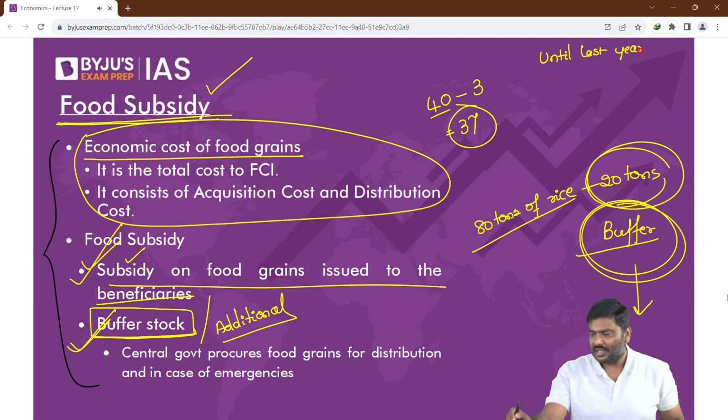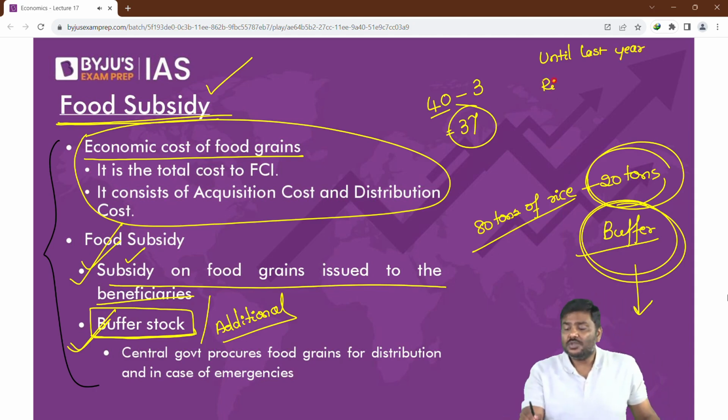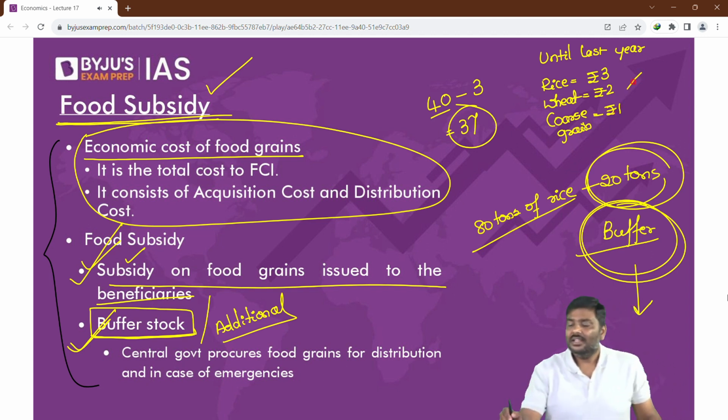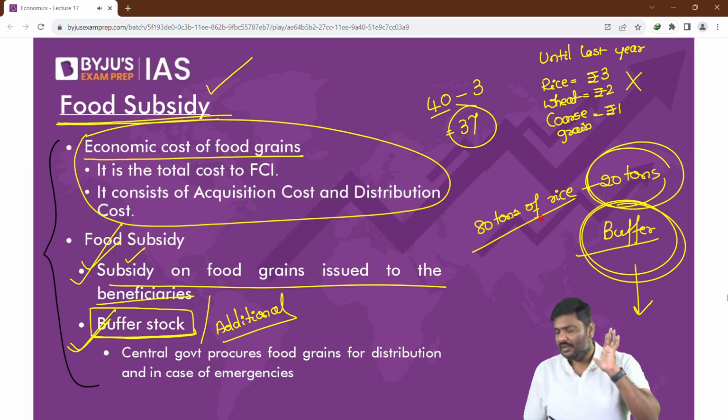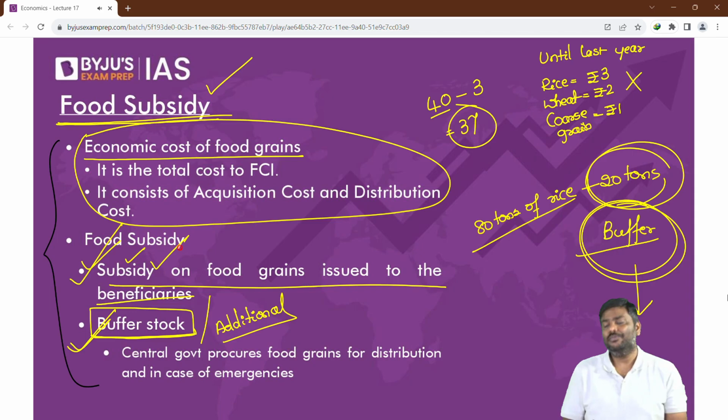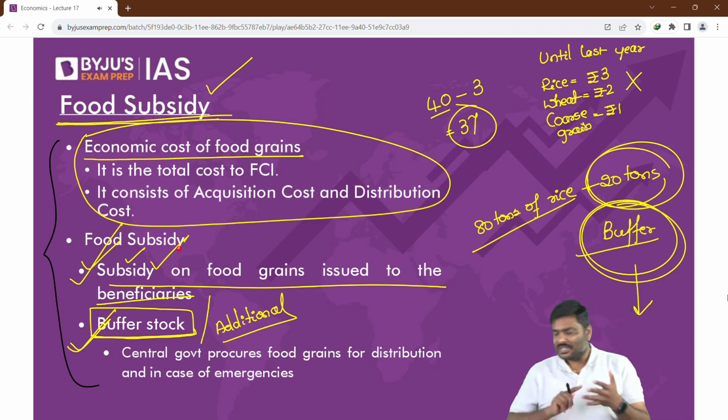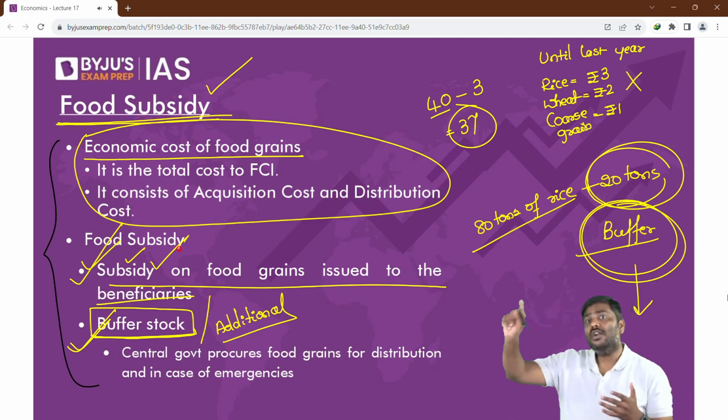Why am I taking the number 3 here? Until last year, please remember this, this is the last point. Until last year, under NFSA, rice was sold to the beneficiary at 3 rupees per kg. Wheat was sold to the beneficiary at 2 rupees per kg. Coarse grains were sold to the beneficiary at 1 rupee per kg. But this year, they are not selling at these prices, they are selling it at 0 rupee.